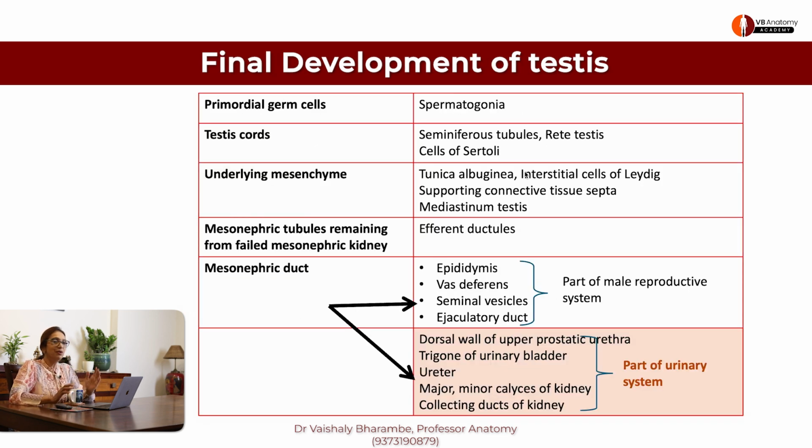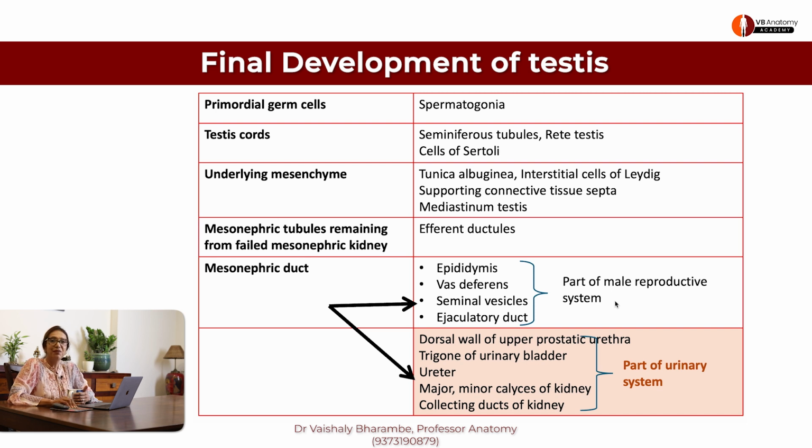So with this we come to the final developmental chart of testes development. Primordial germ cells give rise to spermatogonia. Testicular cords give rise to seminiferous tubules, cells of Sertoli, rete testes. Underlying mesenchyme gives rise to tunica albuginea, septa in between, mediastinum testis, and of course the cells of Leydig. Mesonephric tubules give rise to efferent ductules.